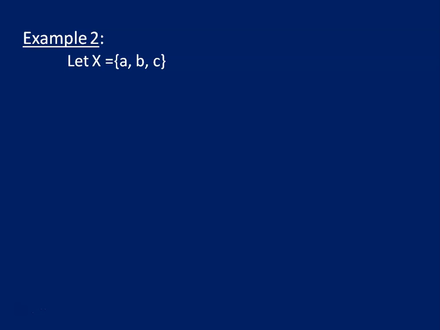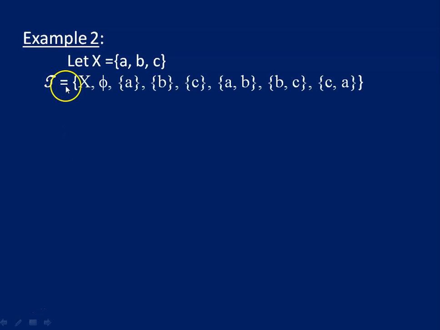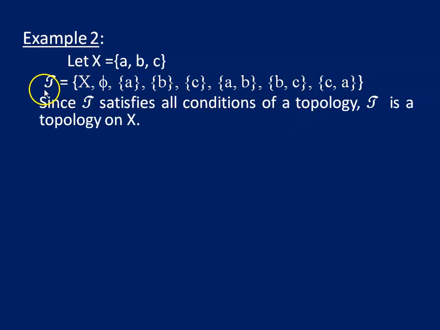The second example: let X contain 3 points a, b, c, and let the topology on X be the whole space X, the empty set, the singleton sets {a}, {b}, {c}, and the sets {a, b}, {b, c}, and {c, a}. Since this collection tau satisfies all the conditions of a topology, tau is a topology on X, and the set X along with the topology tau is a topological space.